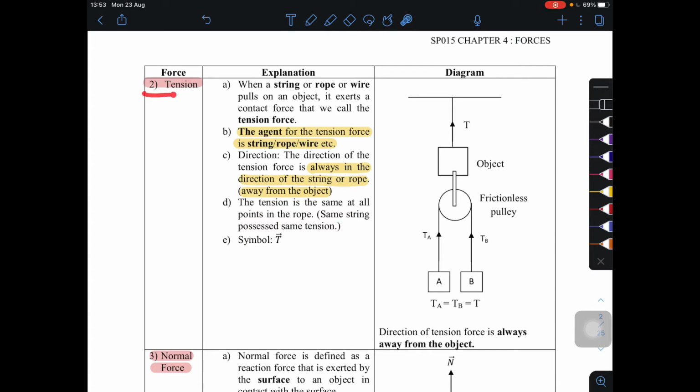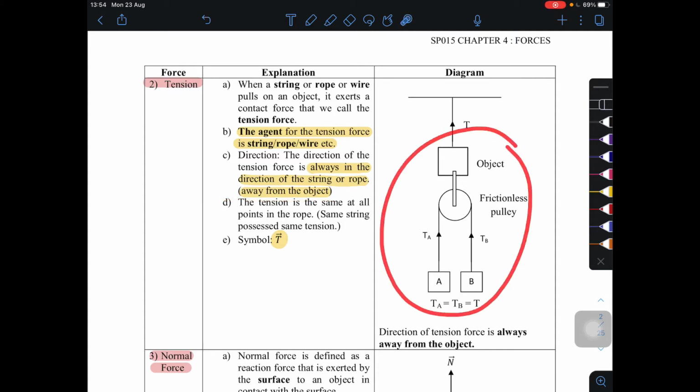Okay, the second force here is tension force. The agent for this tension force is string, rope, wire, or yang sewaktu dengannya cable. So any object that is connected to the string, rope, wire or cable or anything that is similar to this has a tension force. Di mana direction for this tension force will be away from the object. Will always be away from the object. And then kita gunakan simbol dekat sini, simbol dia adalah T.